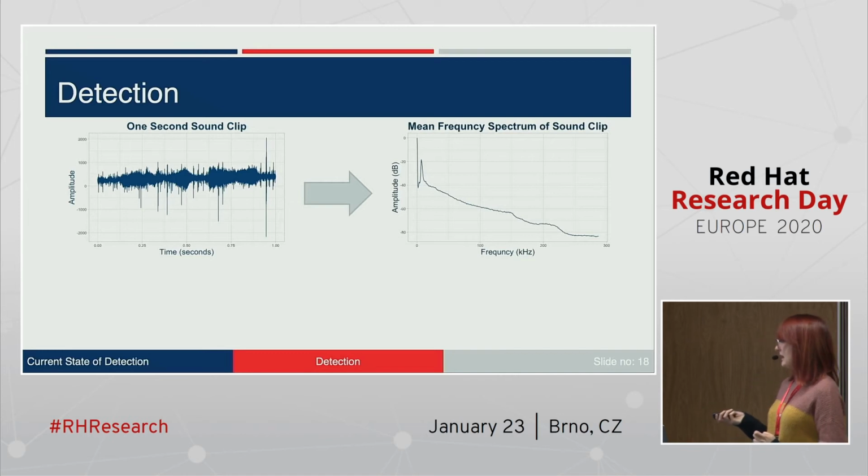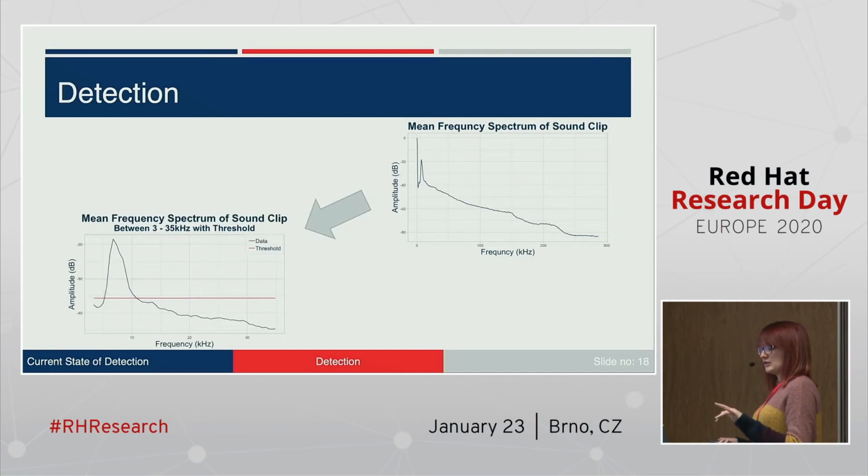So you can detect any form of frequencies up to half of that. And we, as humans, can only hear up to about 20 kilohertz. So anything above here, we just can't hear anyways. I then split this into looking just between 3 and 35 kilohertz, because this is the range that dolphin whistles are produced at. And that's the only thing that I'm interested in.